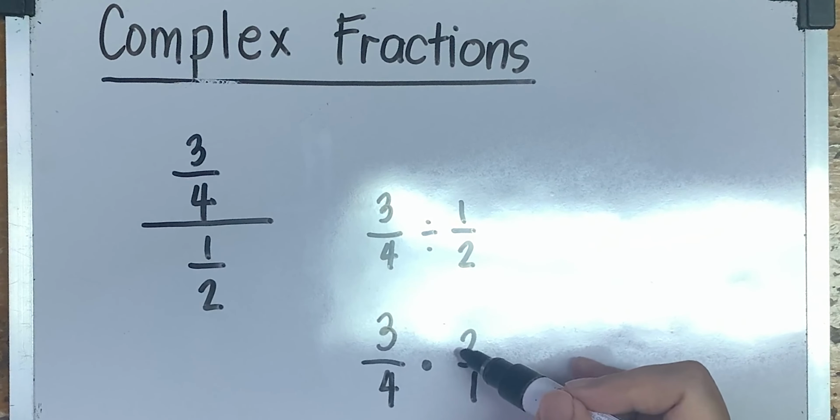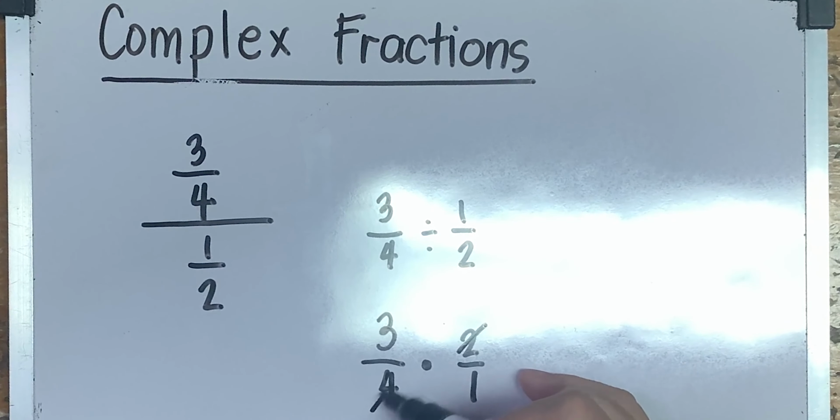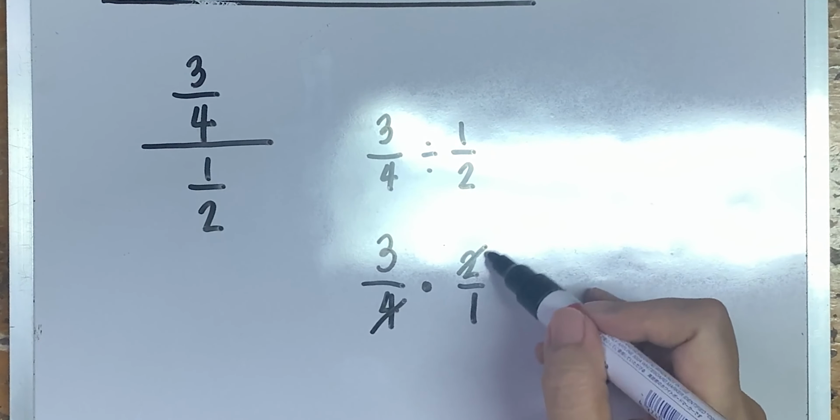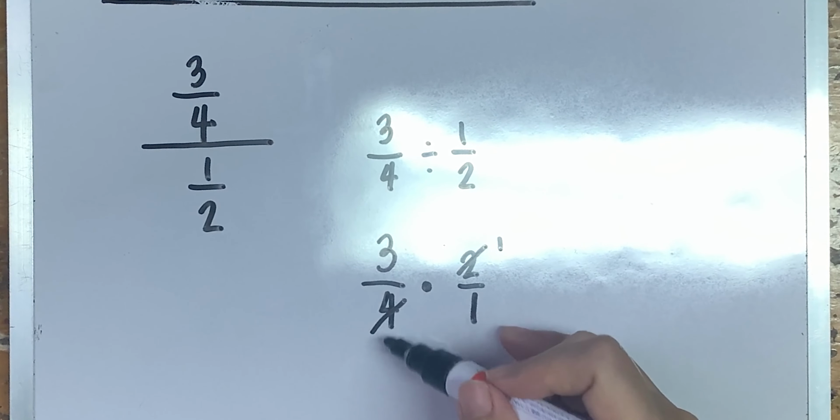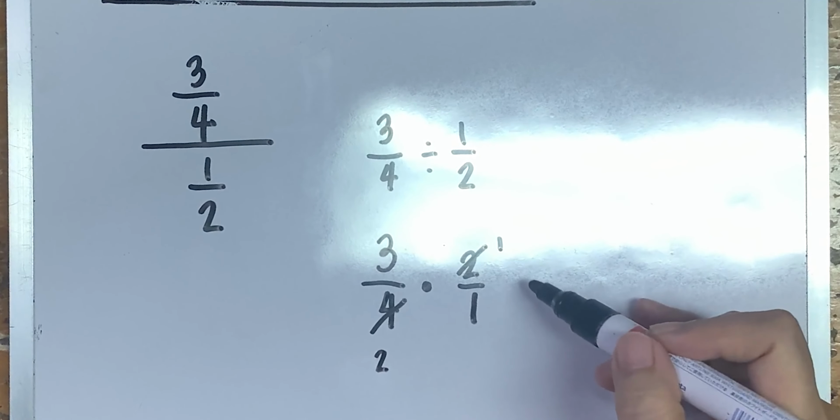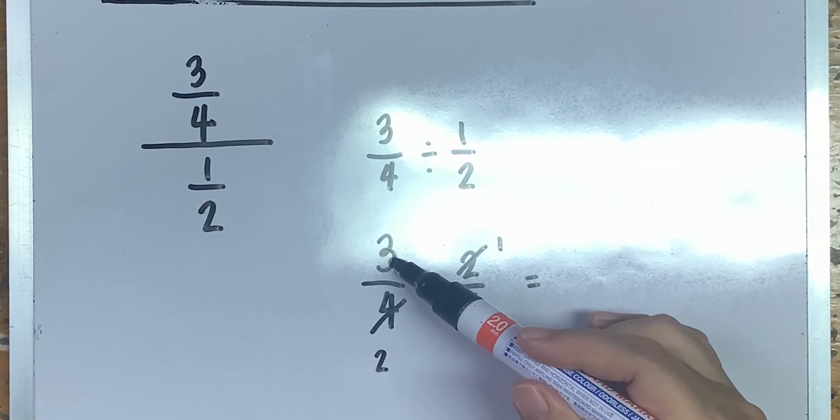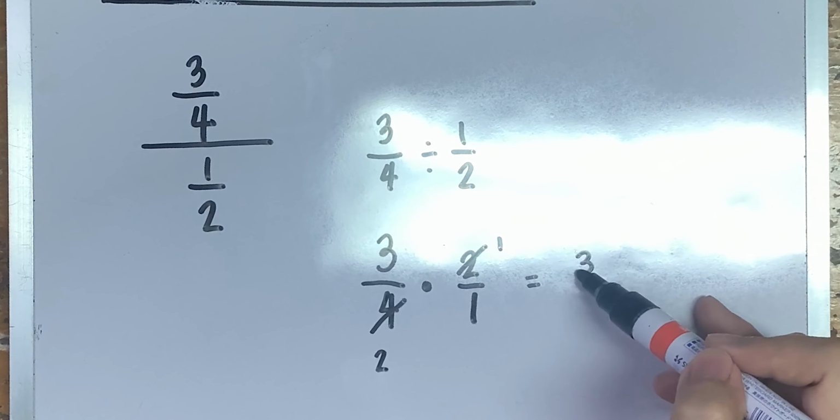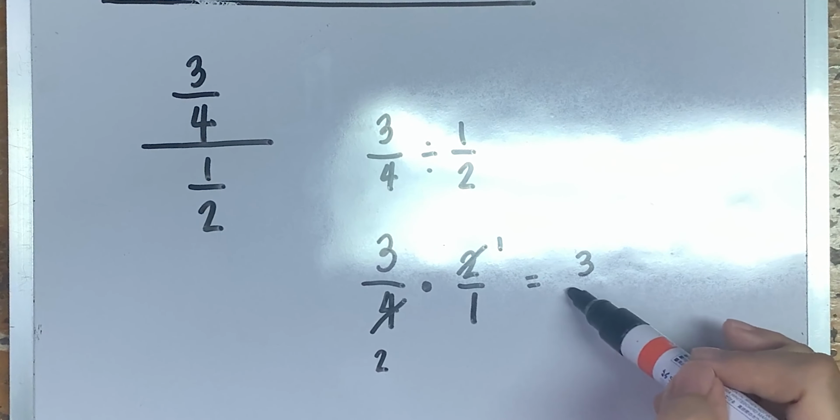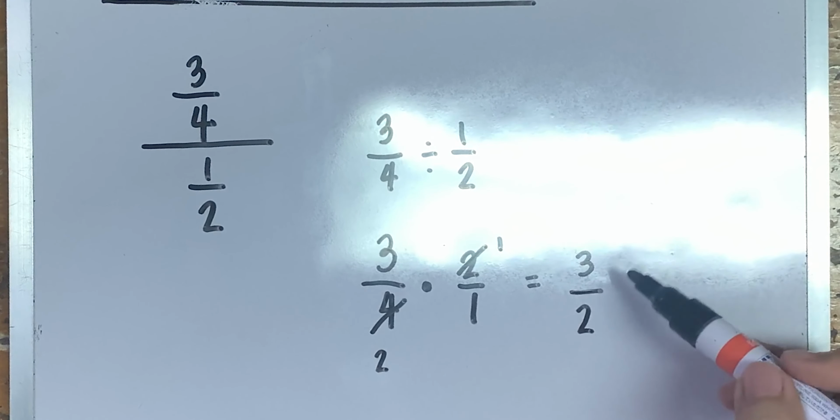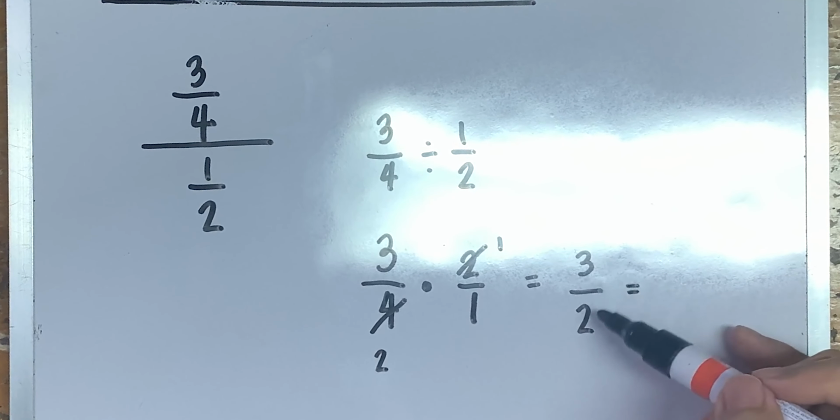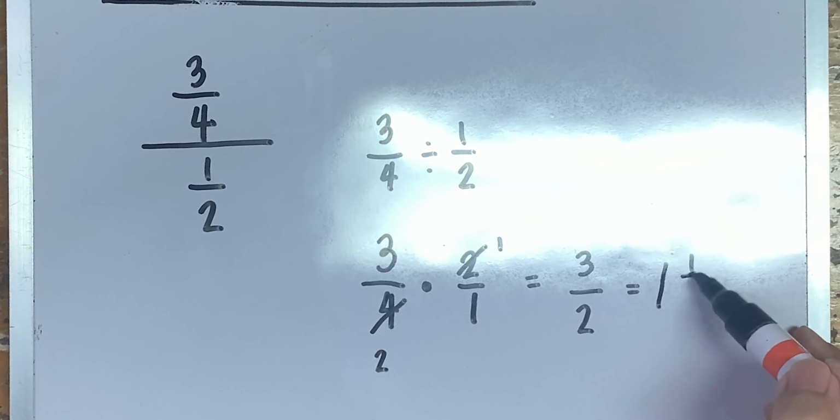We can simplify by dividing both this number and this number by 2. So if we divide this by 2, we'll get 1. 4 divided by 2 is 2. Okay, we do it by canceling. So we can now multiply 3 times 1 gives us 3. 2 times 1 will give us 2. Or simply 3 over 2 or 1.5.